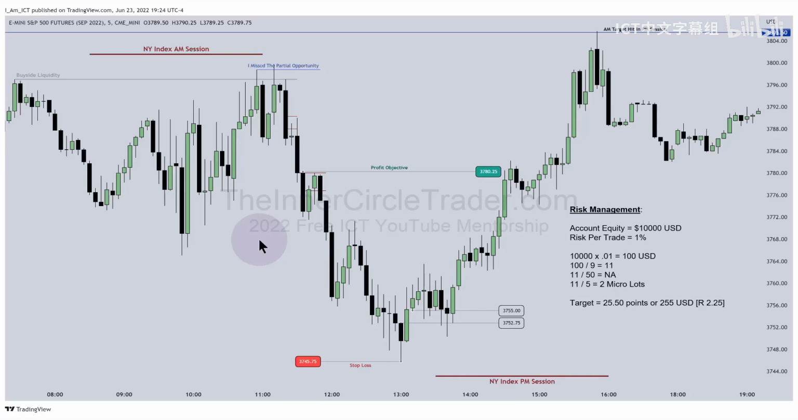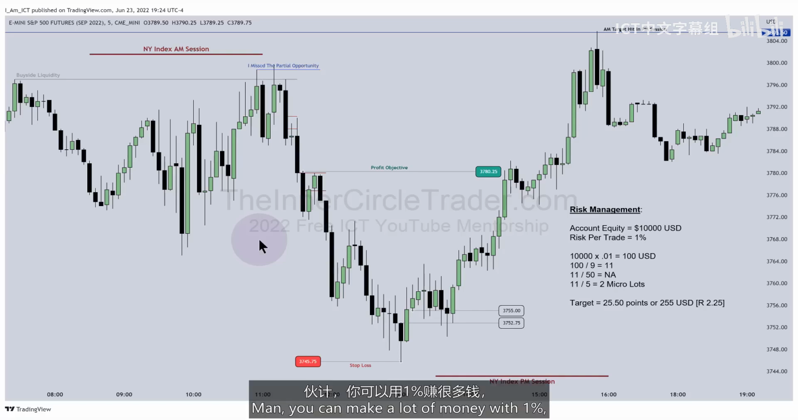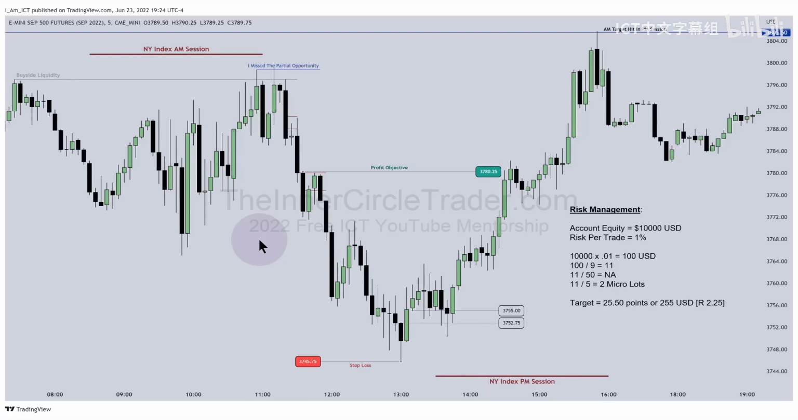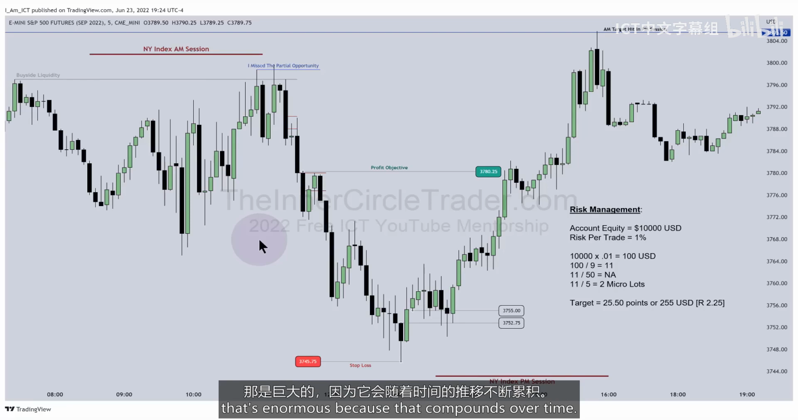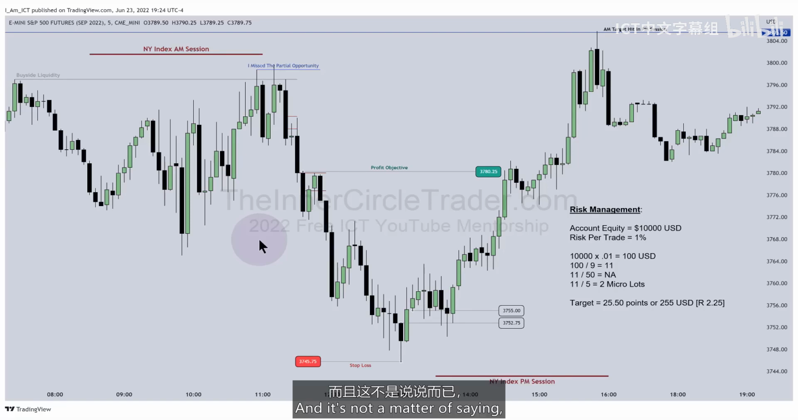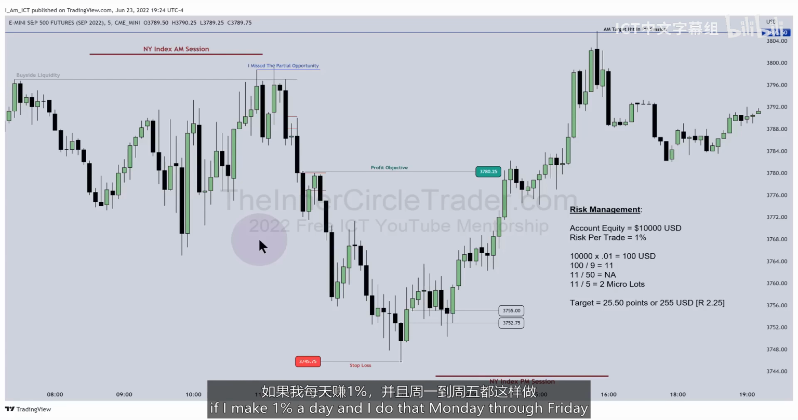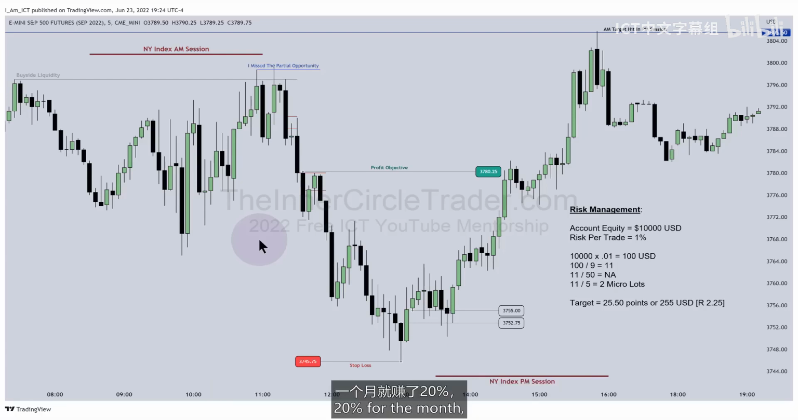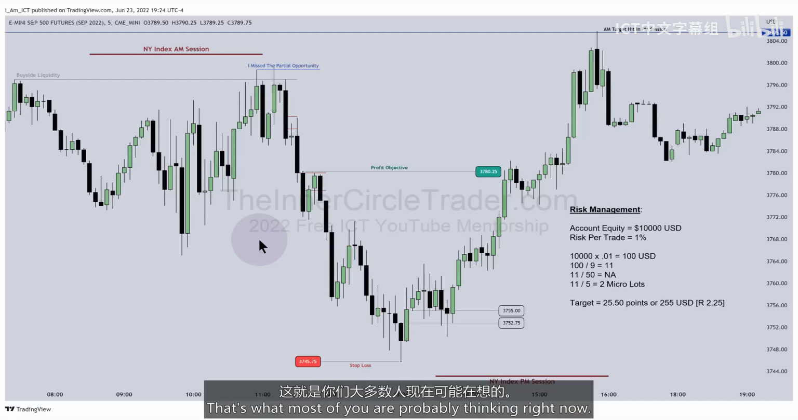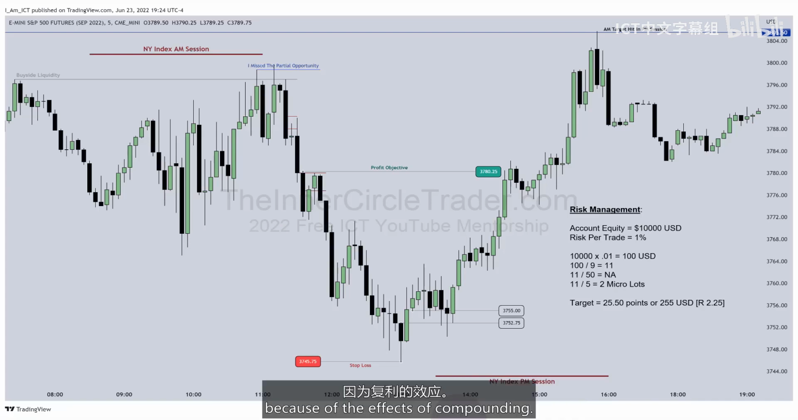a lot of times people will say, well, 1%, I can't make money with 1%. Man, you can make a lot of money with 1%. If you can make 1% a day, that's enormous, because that compounds over time. It's not a matter of saying, well, if I make 1% a day and I do that Monday through Friday, that means I made 5% at the end of the week, or 20% for the month. Correct? That's what most of you are probably thinking right now. When in fact, you're actually able to get 22% a month because of the effects of compounding.